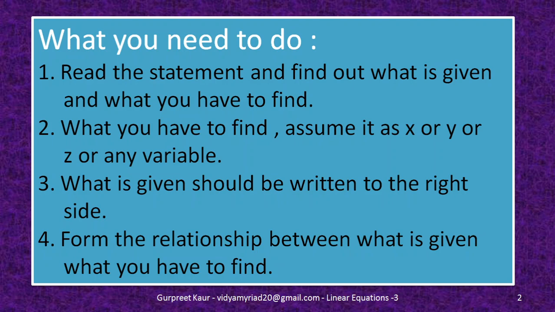After that, you need to analyze what is given in the question. It will be given, their sum is 20, their ages together is 50, something will be given to you. The result is already there, and that will be written towards the right side, that is equal to. Lastly, you need to form the relation between what is given and what you have to find out. You will understand this with the help of further questions.